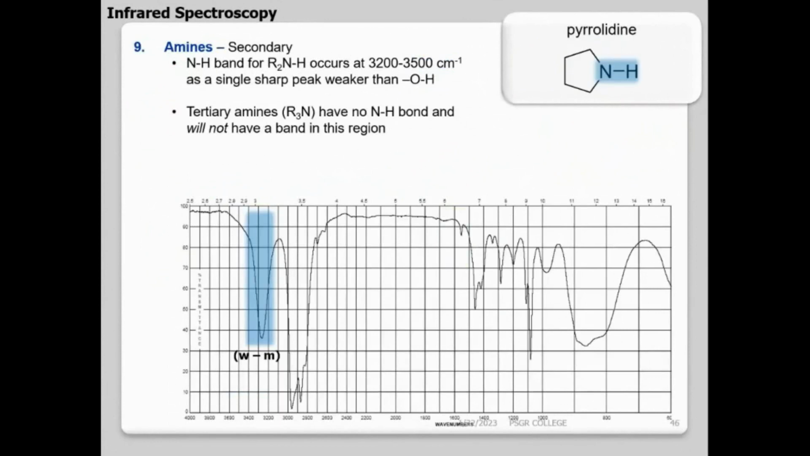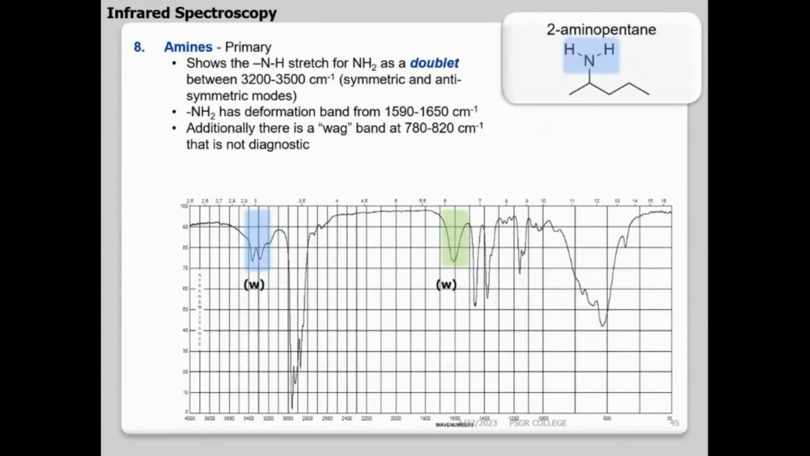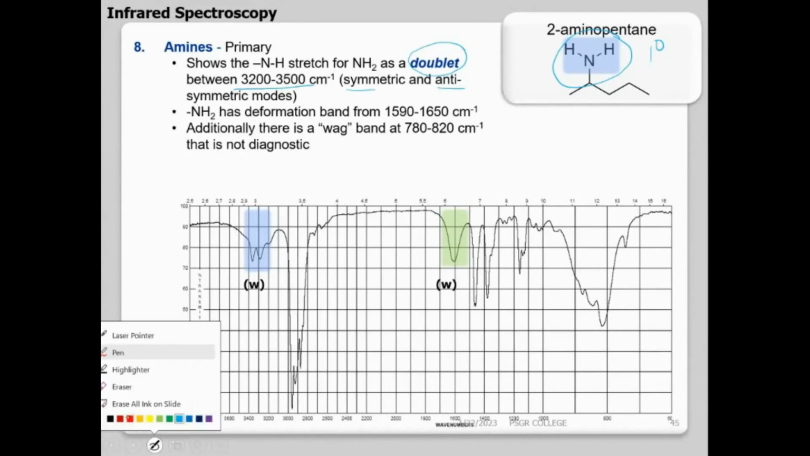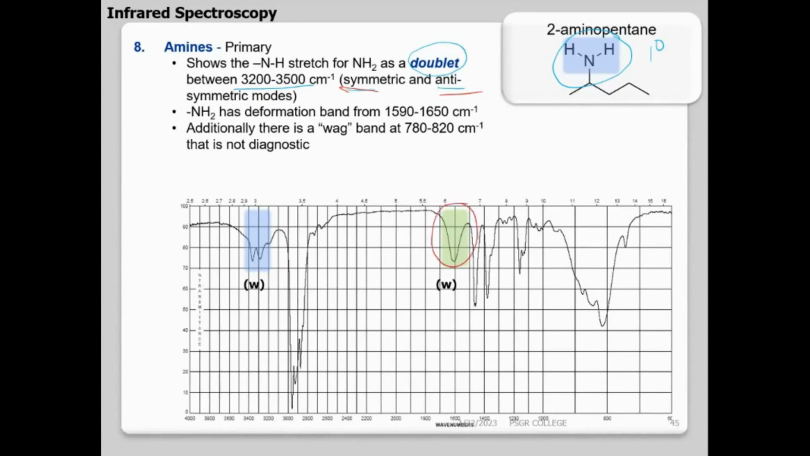Okay. Maybe I'll just stop with this NH. So NH2, this is primary amine. Primary amine will give you around 3300. Same thing, but it will give you a doublet, because of symmetric and anti-symmetric modes. It is in the 3400 range. This is very important because we may sometimes miss it.